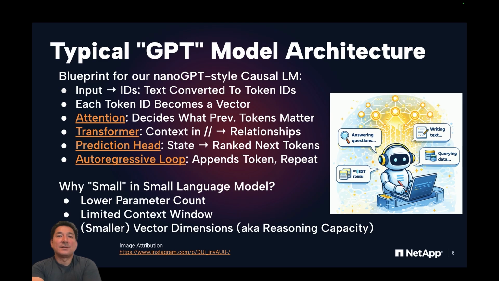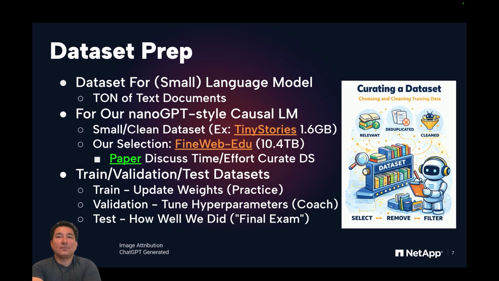That is the amount of tokens the language model can process in a given conversation. And the vector dimensionality or reasoning capacity might be reduced. With every AI or ML problem, it always starts with the dataset. Even for small language models, you're going to need a ton of data.